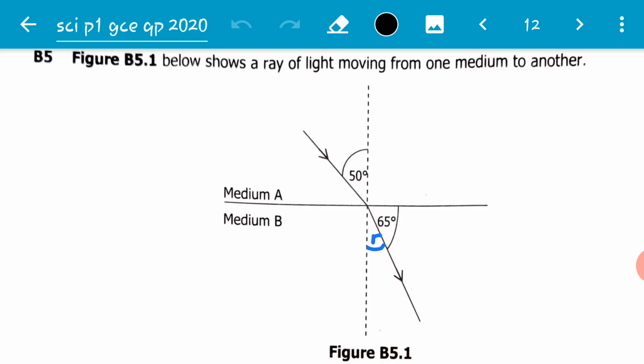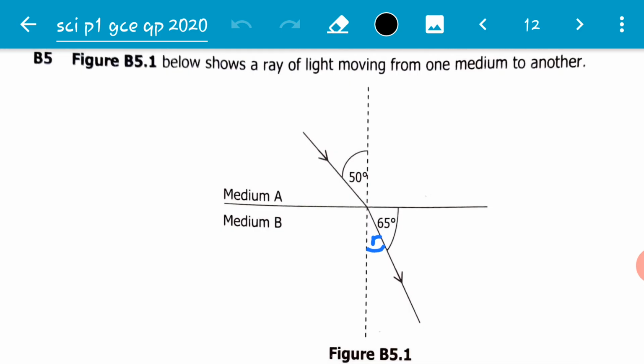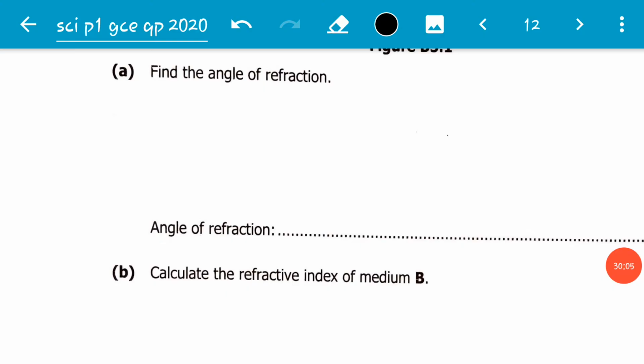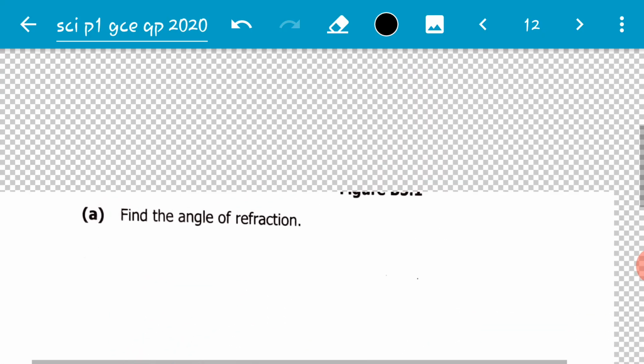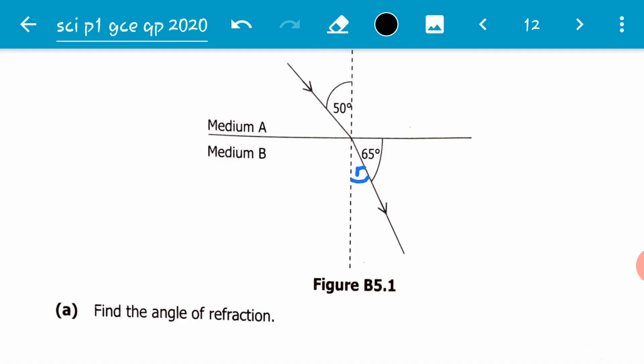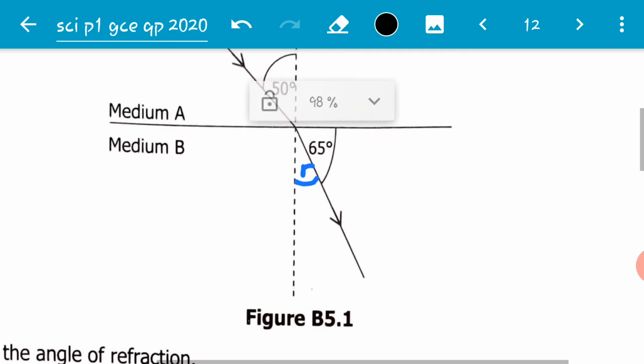So basically what that means is that the angle of refraction R there is not given, but we can find the angle of refraction. So now let's look at the questions below. So A, find the angle of refraction. So I already marked the angle of refraction there. It's R.